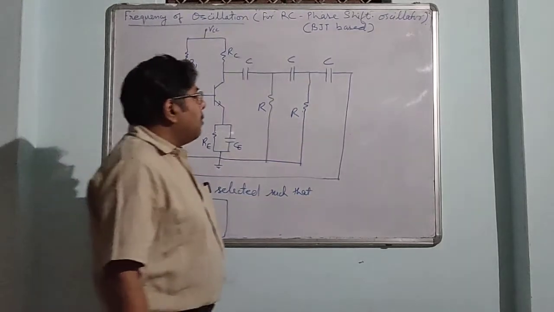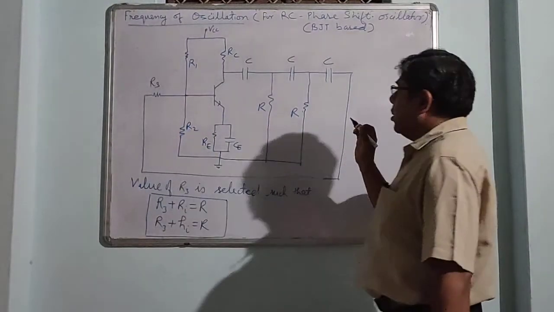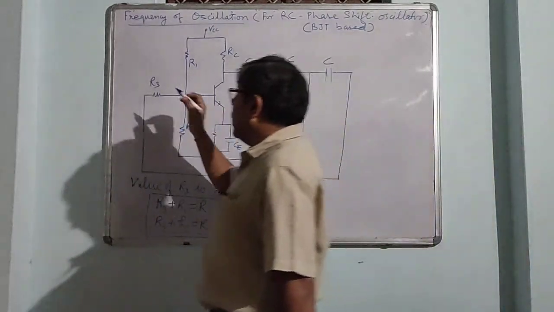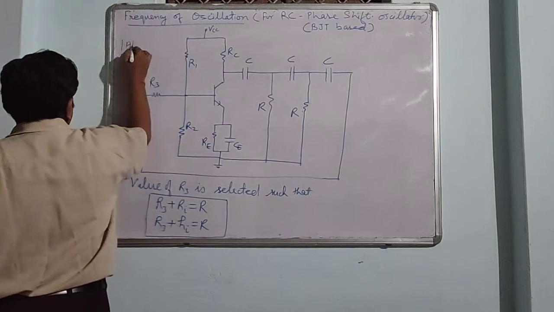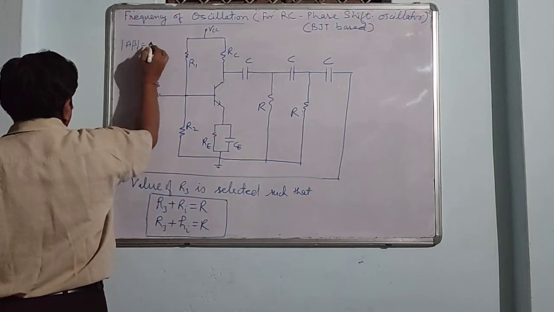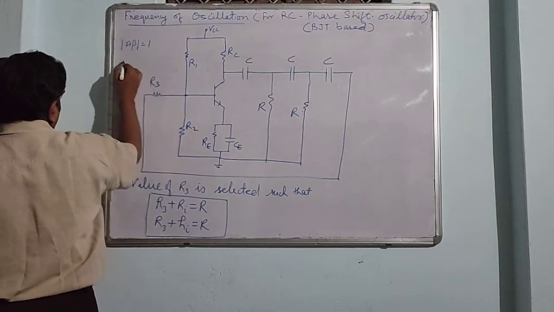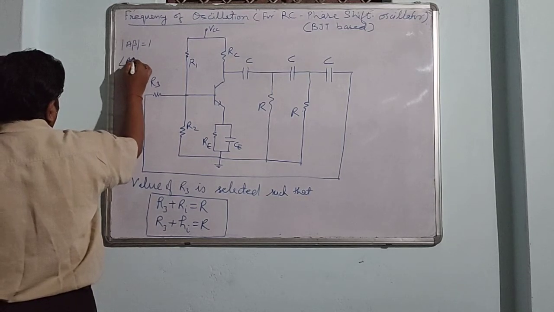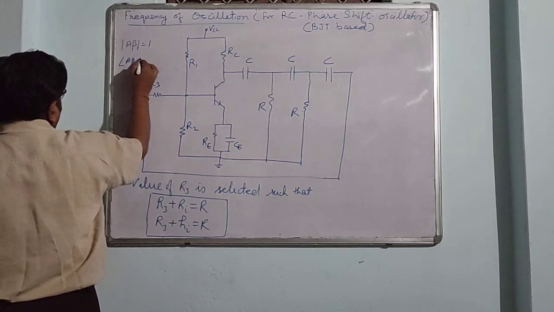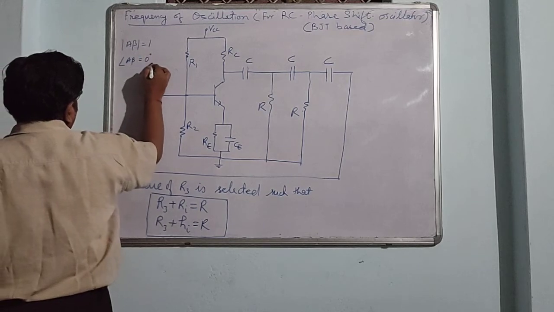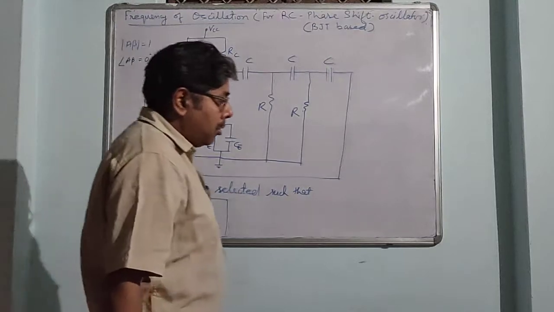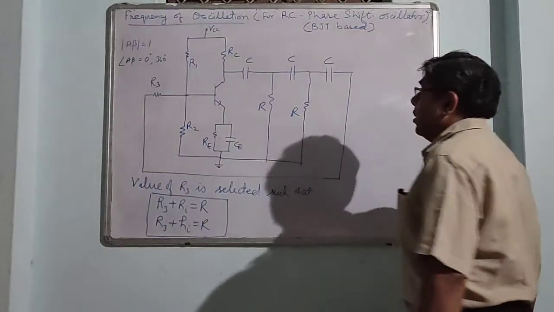First of all, what is the basic concept of oscillation? There are two criteria. First, the magnitude of A beta is 1, and the phase of this is 0 degrees or 360. This means the total phase shift around the closed loop is 360 or 0.